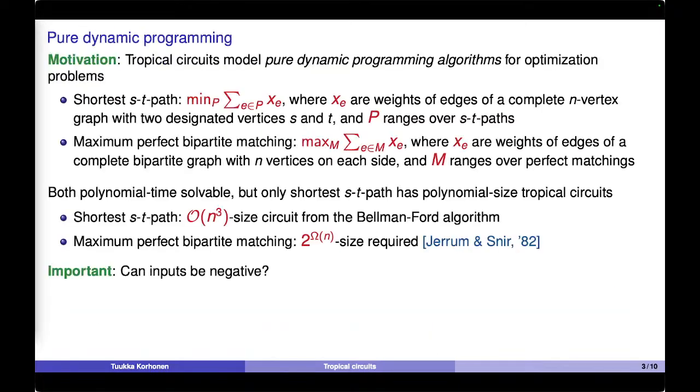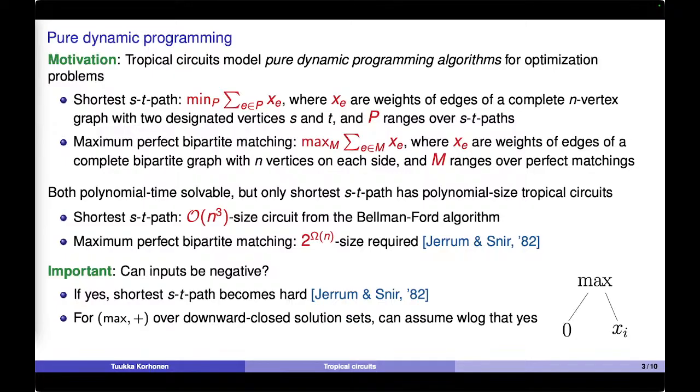And now, if you allow negative, if you allow both negative and positive inputs, then max plus and min plus turn out to be the same, right? Because you can negate the inputs and the coefficients, I guess. Yeah. Does it make sense? Yes. Good.